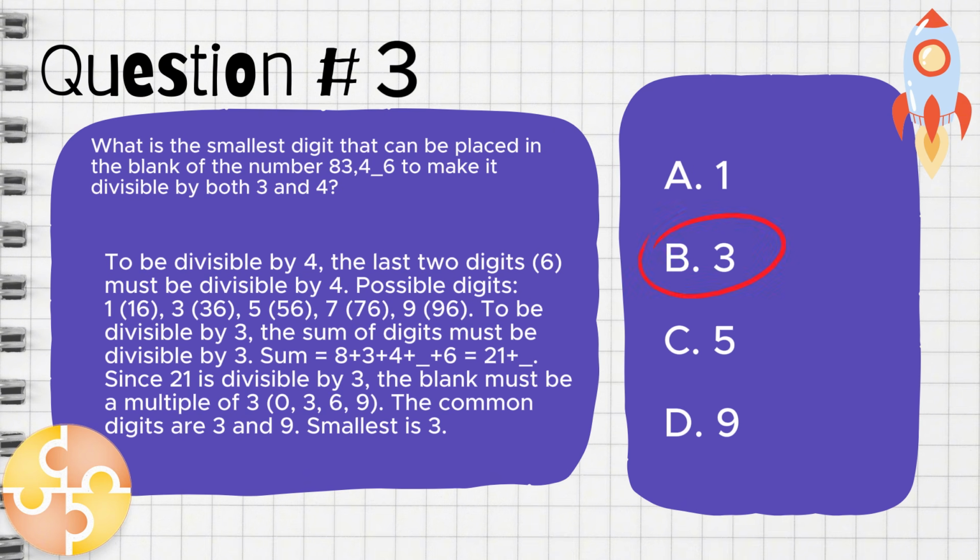To be divisible by 3, the sum of the digits must be divisible by 3. Sum equals 8 plus 3 plus 4 plus blank plus 6, which is 21 plus blank. Since 21 is divisible by 3, the blank must be a multiple of 3: 0, 3, 6, or 9. The common digits are 3 and 9. The smallest is 3.